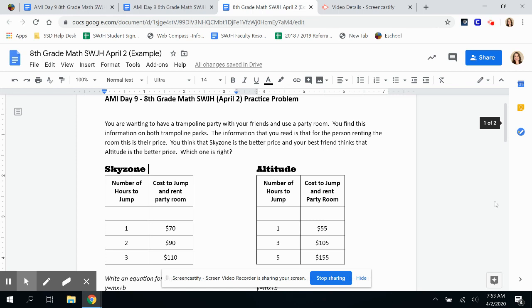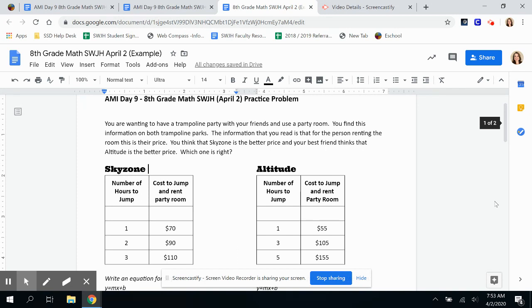Hi, I'm going to show you a video on how to do AMI Day 9 with a practice problem. You want to have a party with your friends at a trampoline park and use a party room. You find this information on both trampoline parks. The information that you read is that for the person renting the room, this is their price. You think Sky Zone is the better price, and your best friend thinks Altitude is the better price.